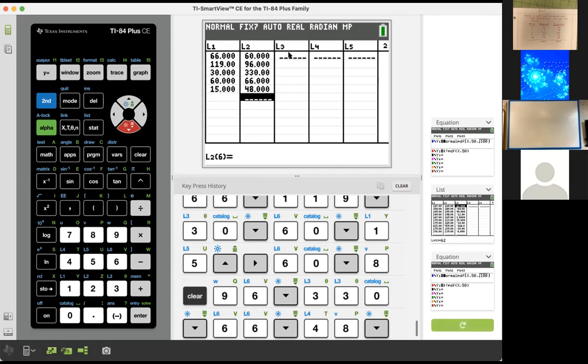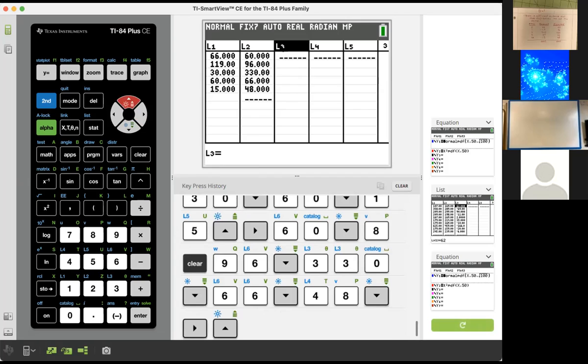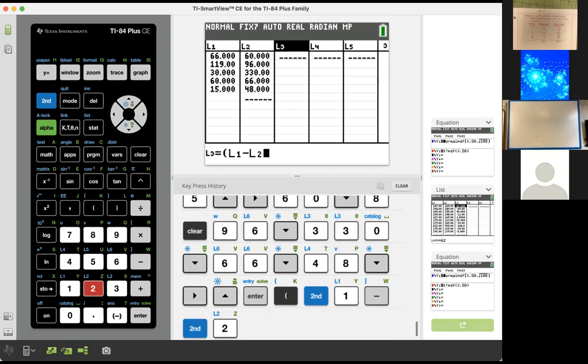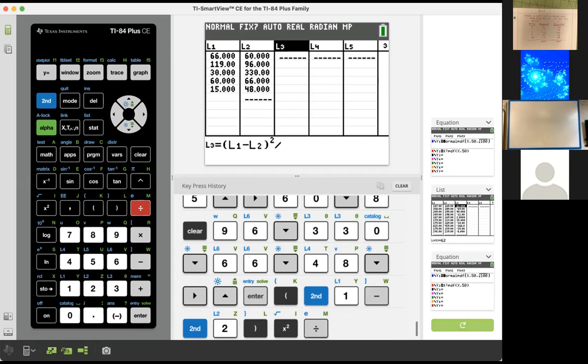So let me show you how to create a list 3 that takes these two differences, squares them, and then divides by the expected value in list 2. Let's go over to list 3, put your cursor on list 3 at the top, and hit enter. So I'll say, let's take list 1, the observed, minus list 2, the expected, and let's square that, and then divide it by list 2. And this will do that calculation that I wrote on the paper out with all 5 terms automatically.